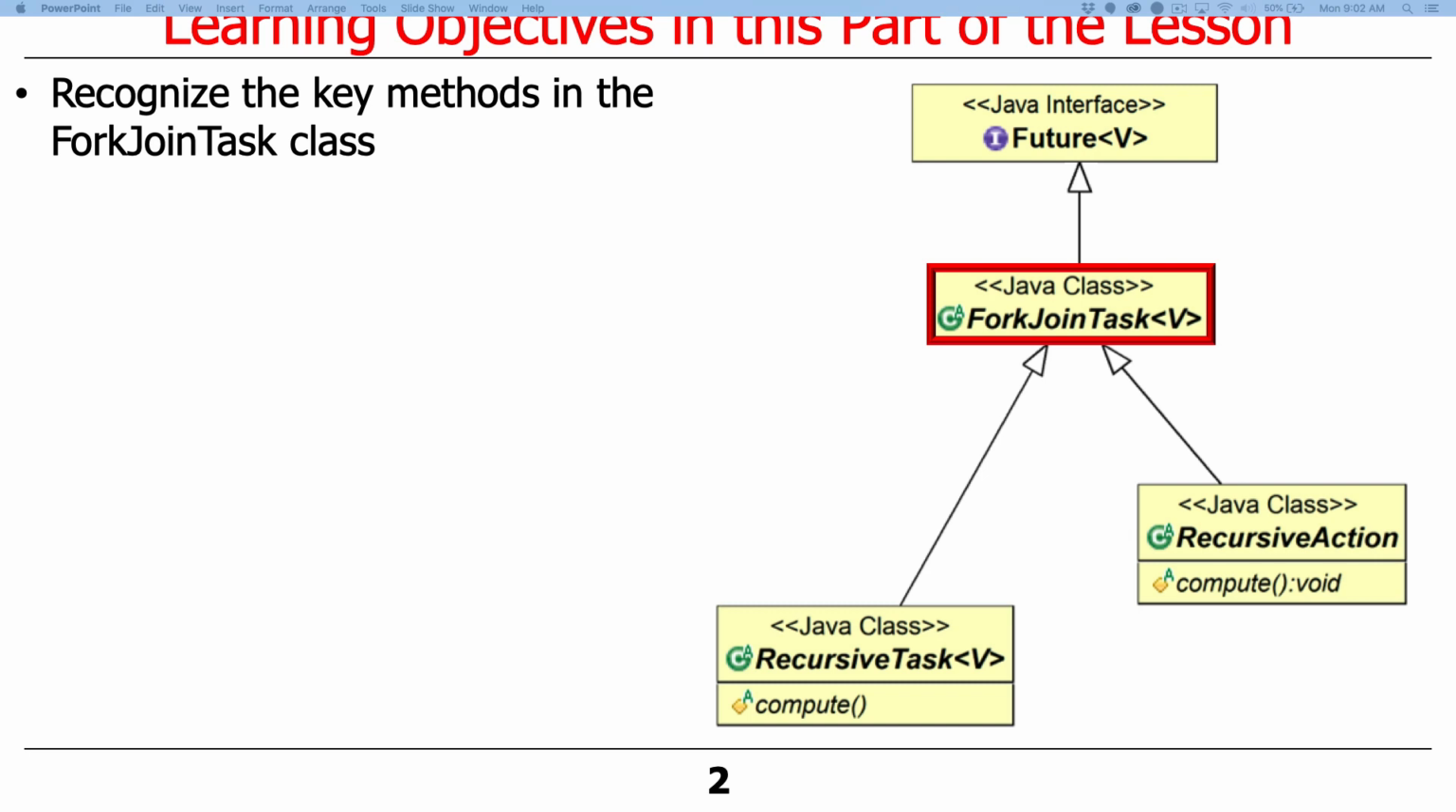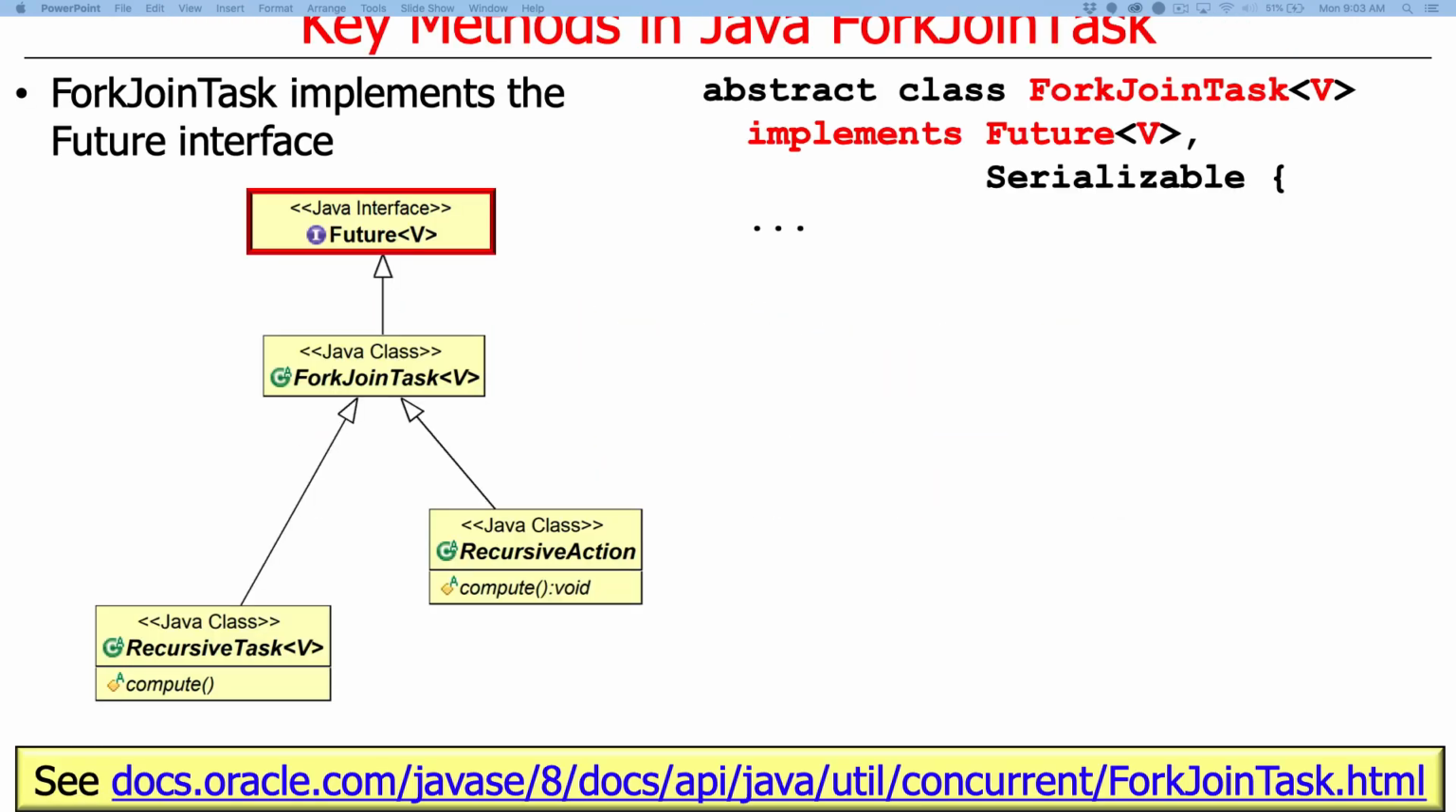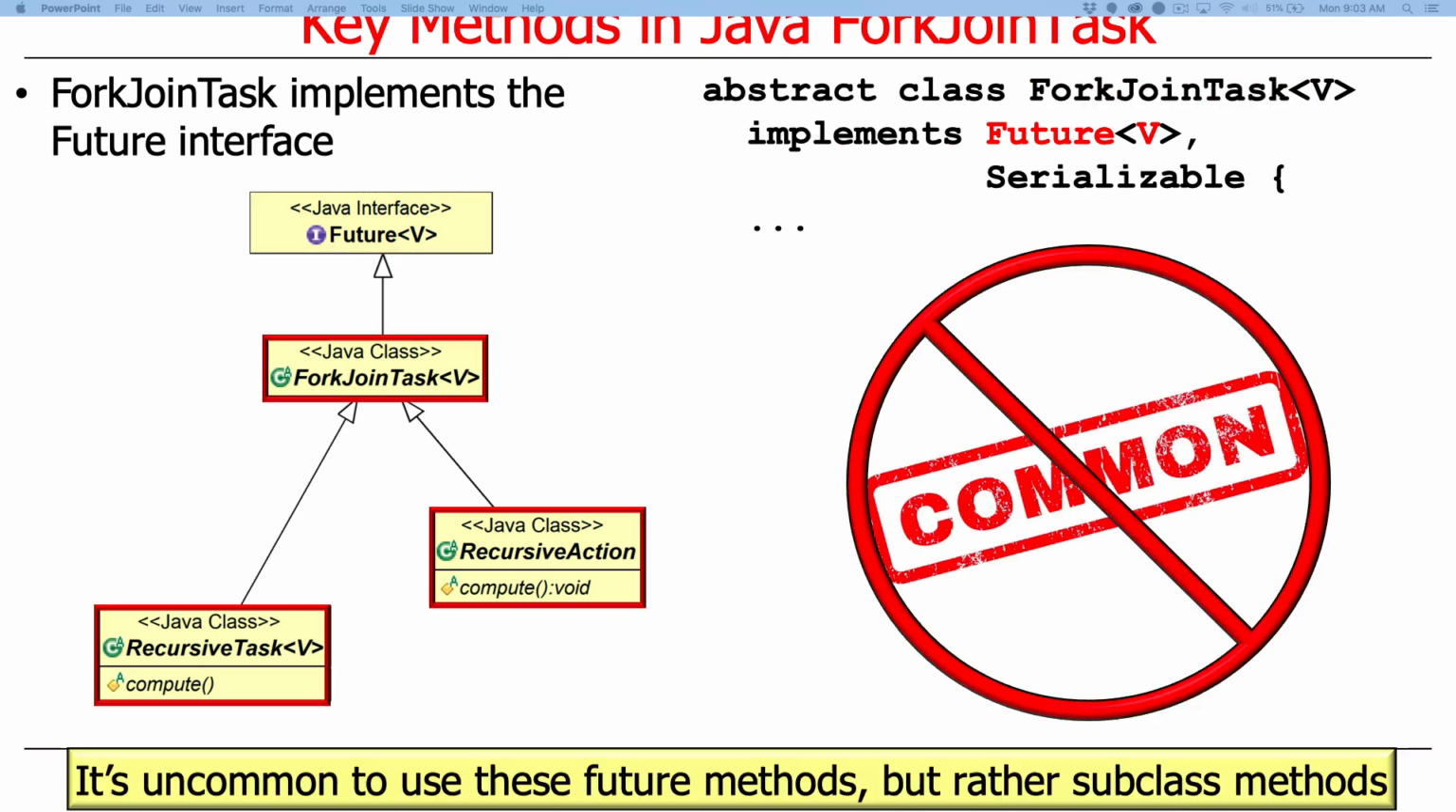So we're going to talk here about the key methods in the ForkJoinTask itself, and you can see that ForkJoinTask has certain other relationships with other classes. It implements Future, and then it in turn is used as a superclass for a couple of other classes that are very commonly used. So the first thing to notice is that ForkJoinTask implements the Future interface.